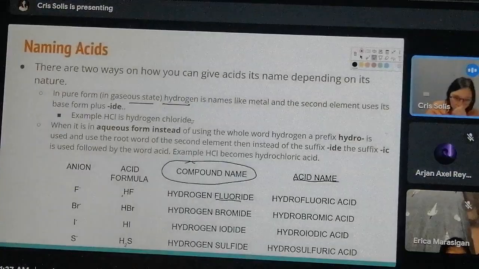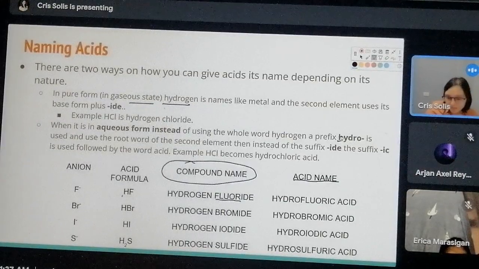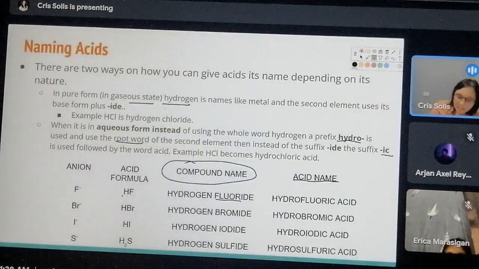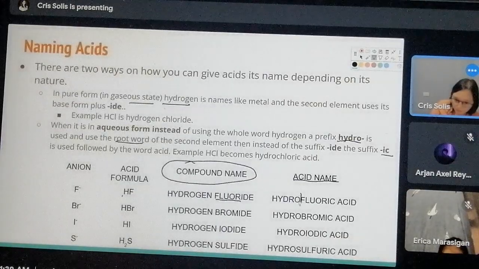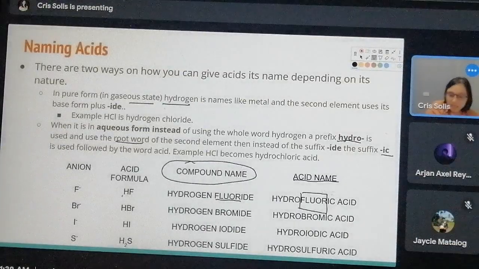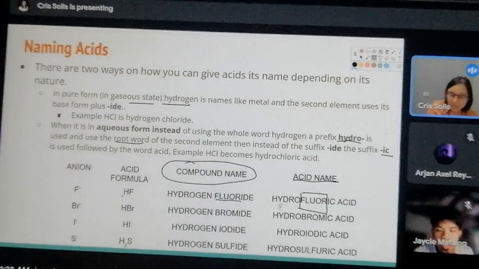But for the aqueous form, we get the prefix hydro plus your root word, and then instead of using IDE, we use IC. Then the word acid. So the acid name for HF is hydrofluoric acid. You have your root word, fluor, the suffix IC, and the prefix hydro, plus the word acid. That is why it becomes hydrofluoric acid.